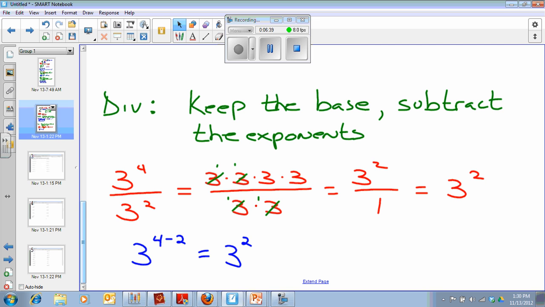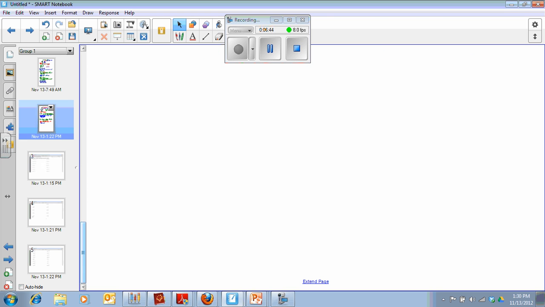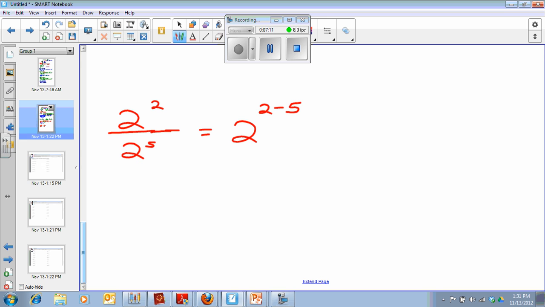But then there's also an extension of this rule, because sometimes we get negative exponents. So let's give an example of this where we might get a negative exponent. Let's take 2 squared divided by 2 to the 3rd power. I'm going to change that. Let's do 2 to the 5th power. So we have 2 squared divided by 2 to the 5th power. If I use my rules, it's going to be keep the base. Let's subtract, but we're going to do the numerator minus the denominator exponent. So this is going to become 2 to the negative 3 power.